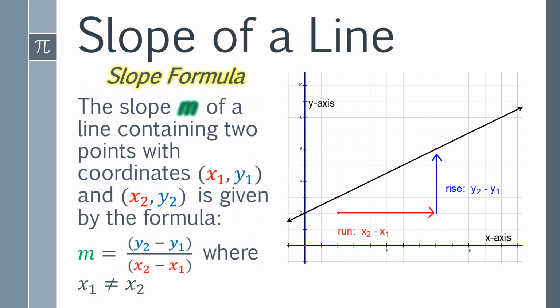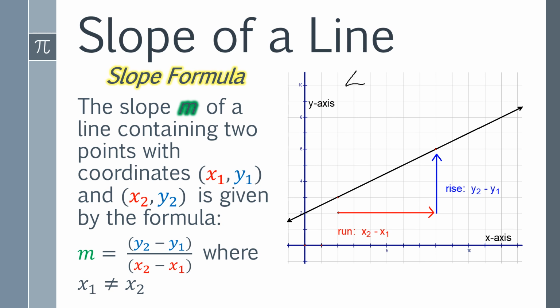So the slope formula, m, we always use the letter m for slope, of a line containing 2 points with coordinates x sub 1, y sub 1, and x sub 2, y sub 2, is given by the formula m is equal to y sub 2 minus y sub 1 over x sub 2 minus x sub 1, where x sub 1 and x sub 2 cannot be equal. So there's a lot of stuff going on there.